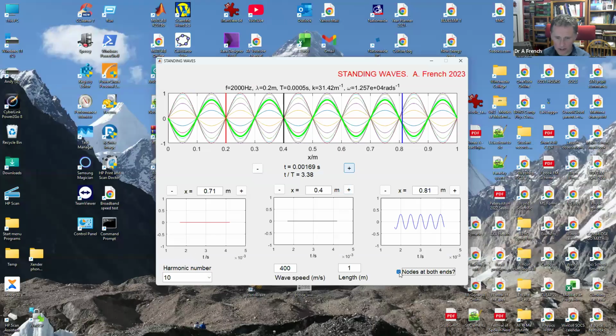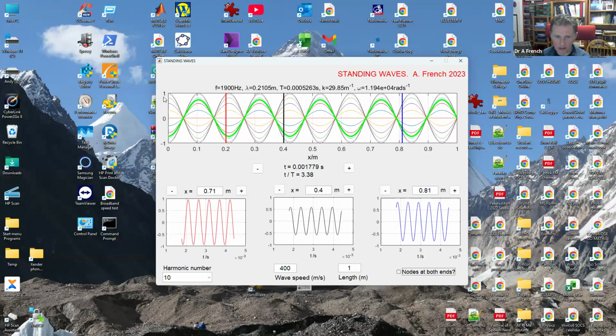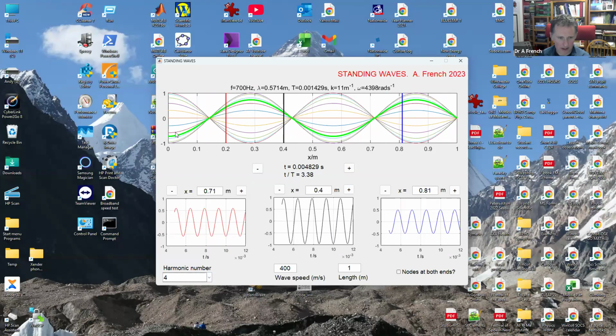You can also have it so it doesn't have to have nodes at both ends. So this is like a sort of open-ended tube. So this might be sort of like an organ pipe. Let's make the harmonic number a bit smaller. There you go. So you're driving it at this end. This might be air pressure, and then you've got atmospheric pressure at the other end. As long as we don't have any sort of end correction, which is actually quite interesting.